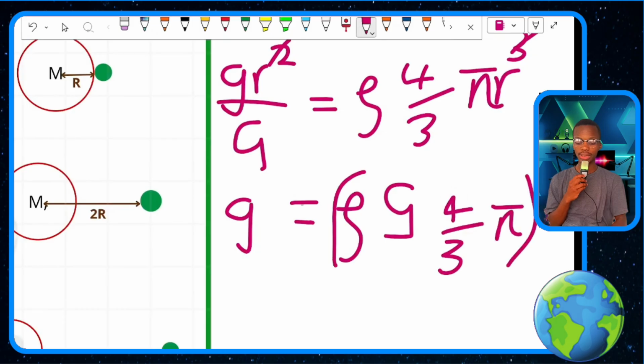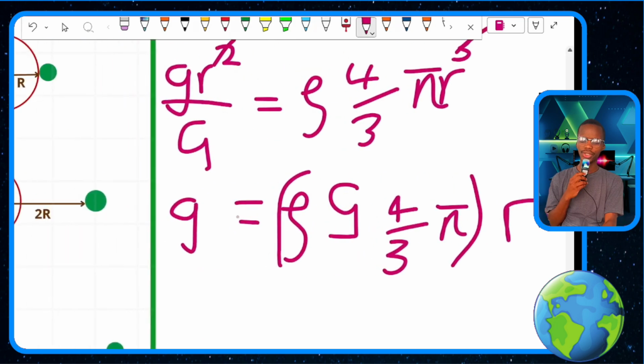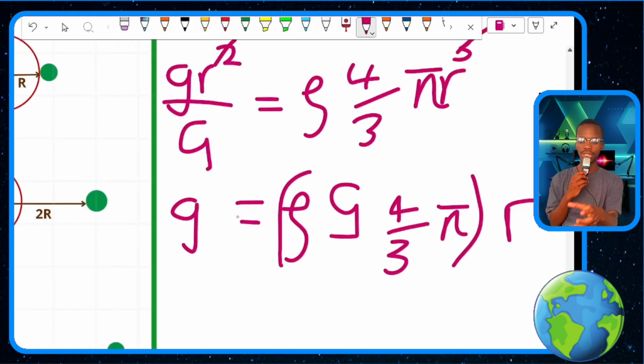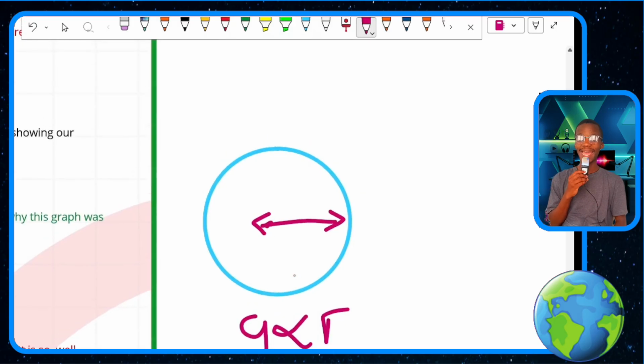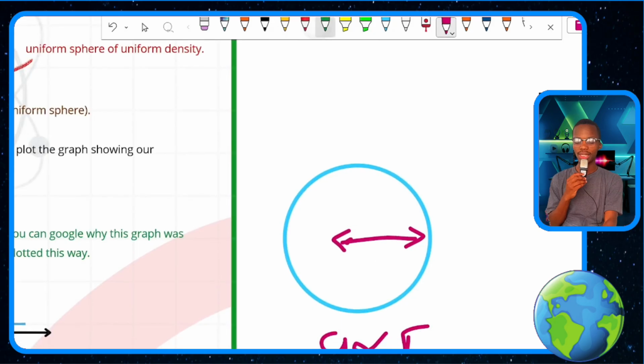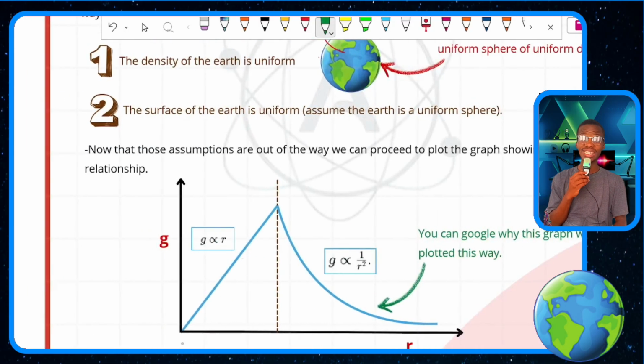All of that is a constant multiplied by r. So now you can easily see that g and r are actually variables that are changing. The rest, all of this, is a constant. So g is directly proportional to r. If you're moving from the center of the Earth towards the surface, g is going to be directly proportional to r, and it's going to be 9.81 close to the surface over here. So it's going to be 9.81 at that specific point. So you're going to see a straight line indicating direct proportionality, which we have seen over there.